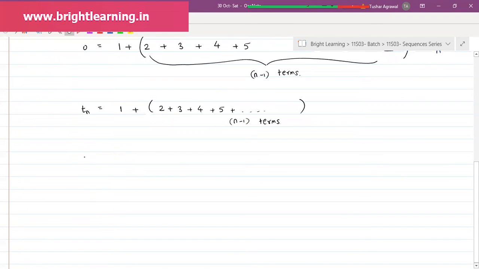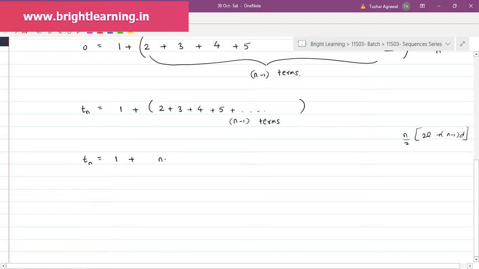Tn will be equal to 1 plus the sum of this arithmetic progression. The sum of this arithmetic progression is number of terms upon 2, n upon 2, into 2a plus n minus 1 into d. But the only difference is here n is not actually n. Here n is the number of terms, which is n minus 1. Are you understanding what I'm saying?